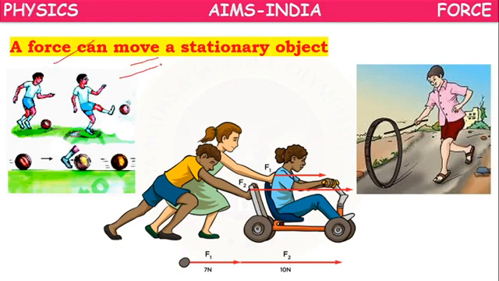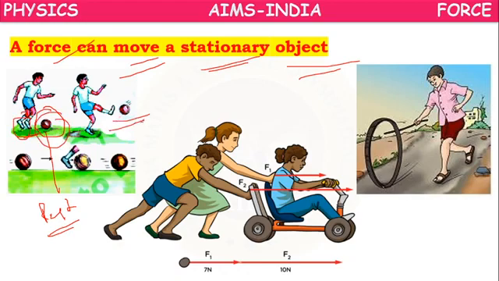A force can move a stationary object. Suppose here the football, before being hit by the boy, is in rest position. By hitting the ball with the leg, because of interaction of the leg and the ball, it starts moving. So a stationary object which is under rest will start moving because of the force. Here the force is a pushing or hitting force, one kind of muscular force.